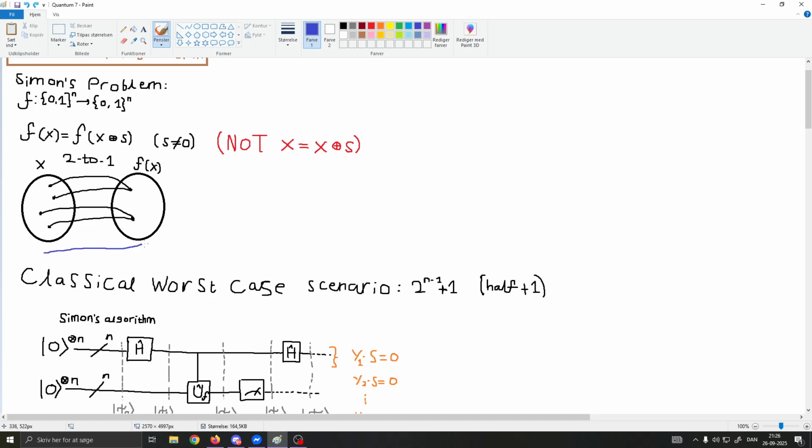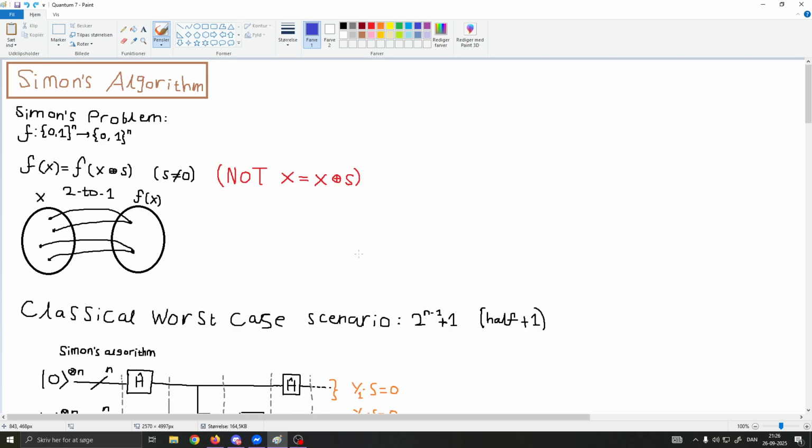A neat illustration I found is like this: for every value that f outputs, there are two possible values that can contribute to this output, those being x and x with the mask. And this happens for every possible pair. But it's the same s. It's just a single mask. And Simon's problem asks, what is this mask?